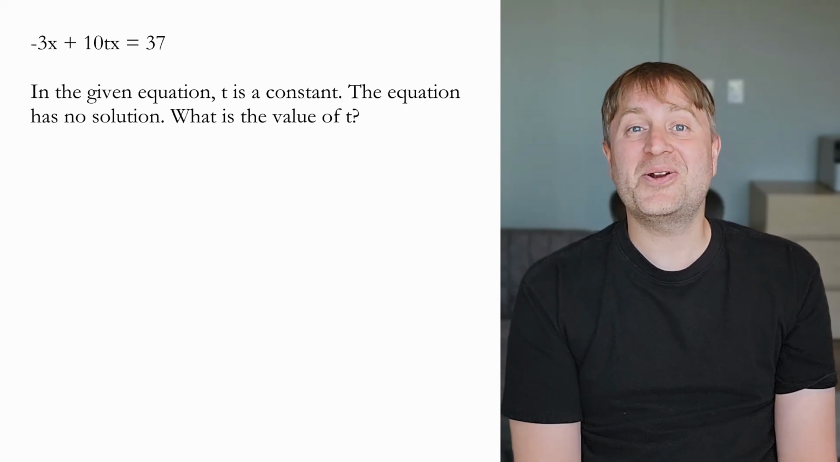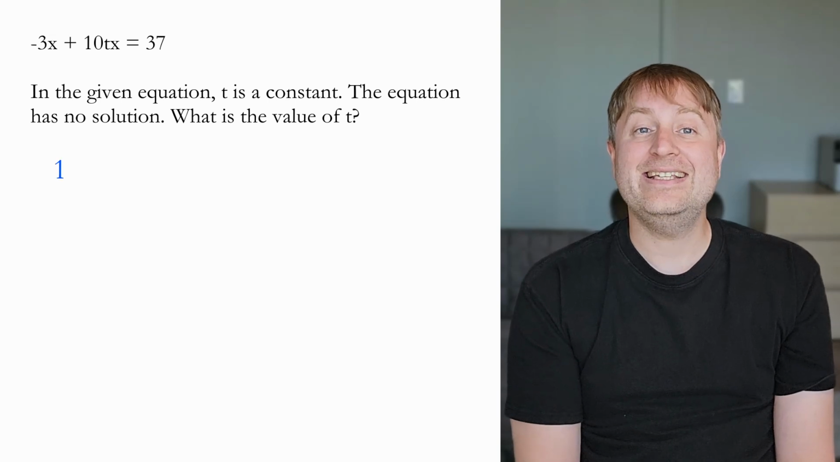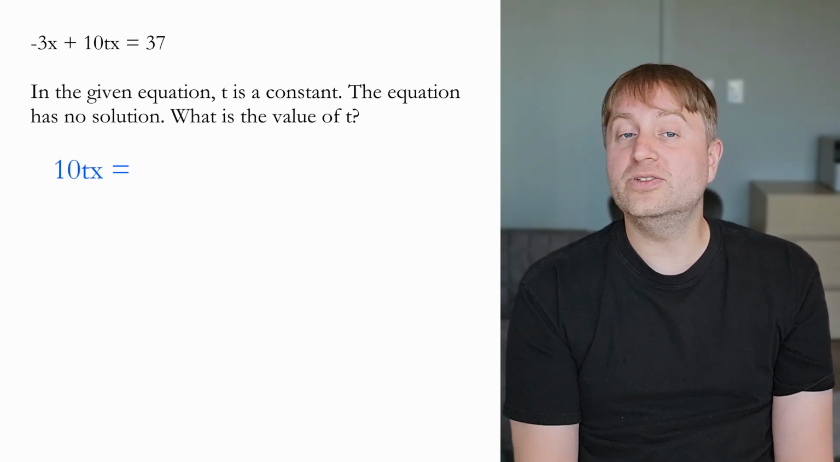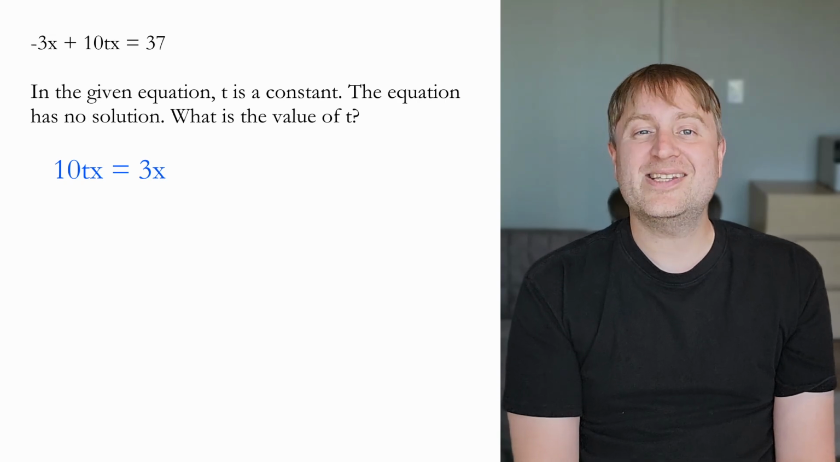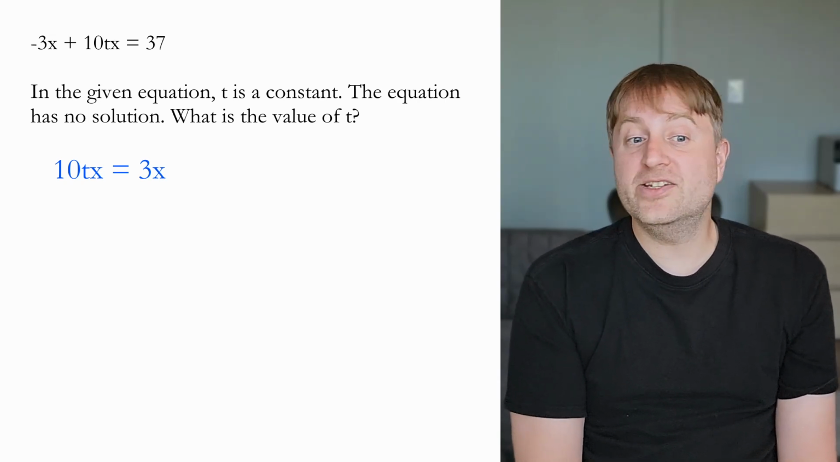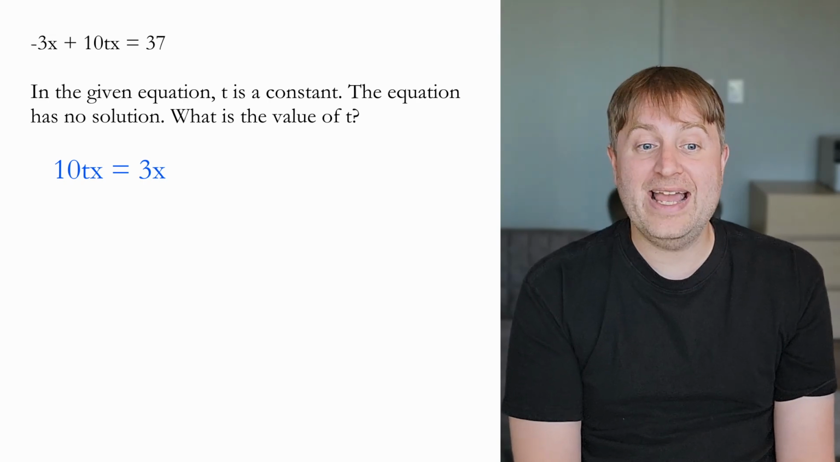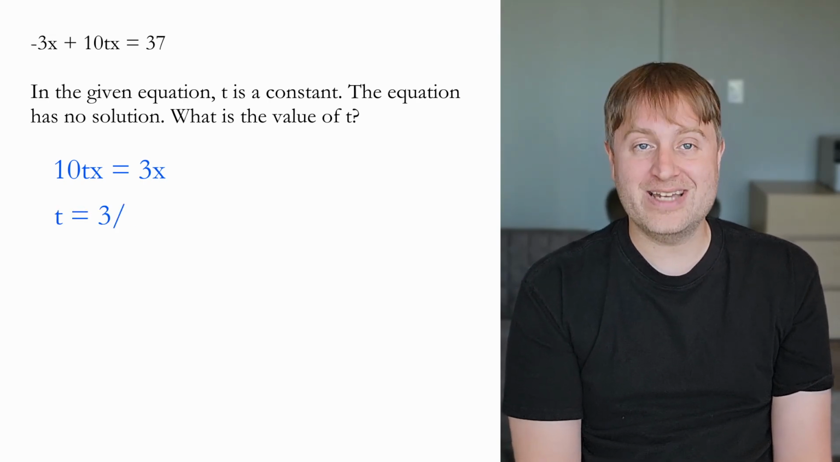So to get those terms to cancel out, all we need to do is to set 10tx equal to 3x. And now that we've established that, solving this question is a breeze. The x's cancel out, so all we need to do is divide both sides by 10, which leaves us with t equals 3 over 10.